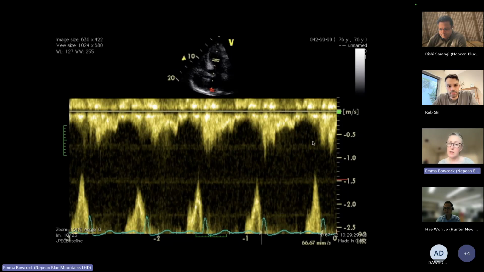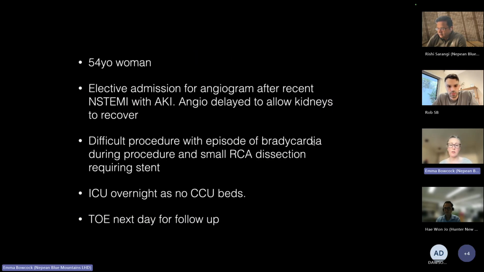Here one, I might ask you to do this one if that's all right. So, a 54-year-old woman, elective admission for angiogram after a recent non-STEMI with AKI. Angio delayed to allow kidneys to recover. It was a difficult procedure with a small RCA dissection. ICU overnight, no CCU beds. TOE next day for follow-up, just a routine TOE. I don't want to give the game away.